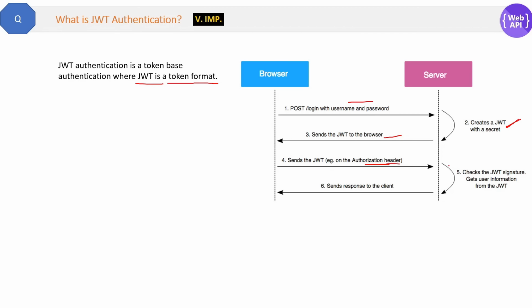Then the server will try to identify this JWT token with the help of the JWT signature, and if it verifies this token, then it will send the response back to the client. So that is basically JWT authentication. That's how it works. And now in the next question we will see what are the parts of the JWT token.